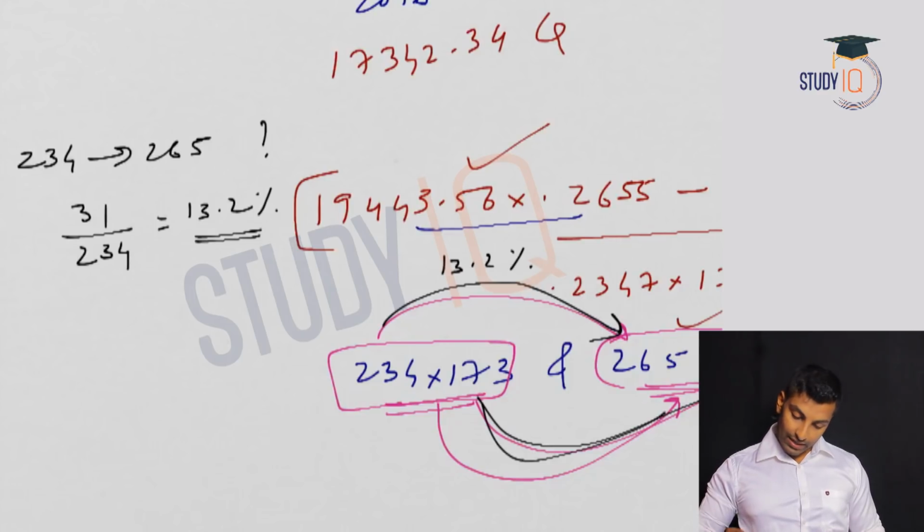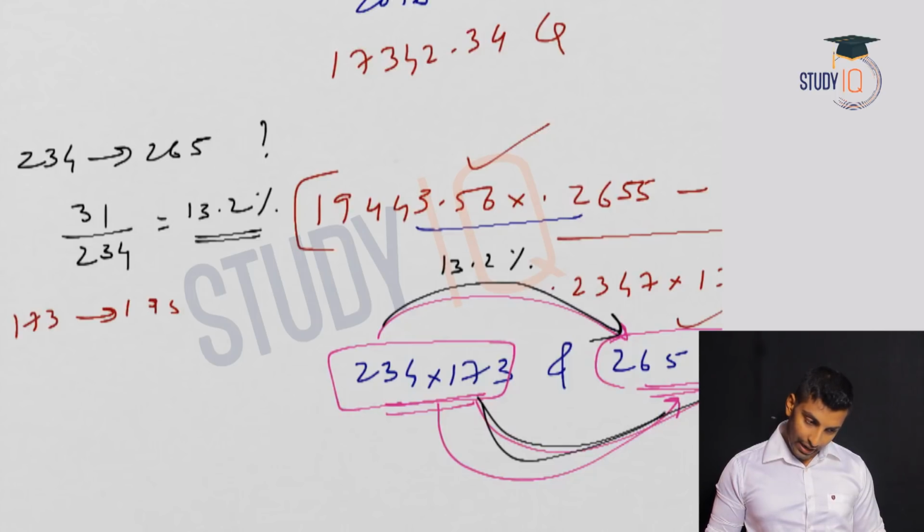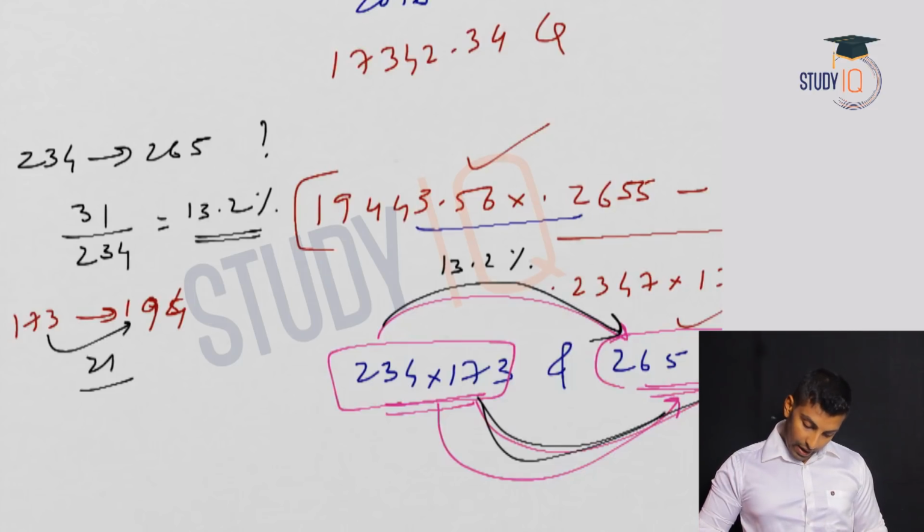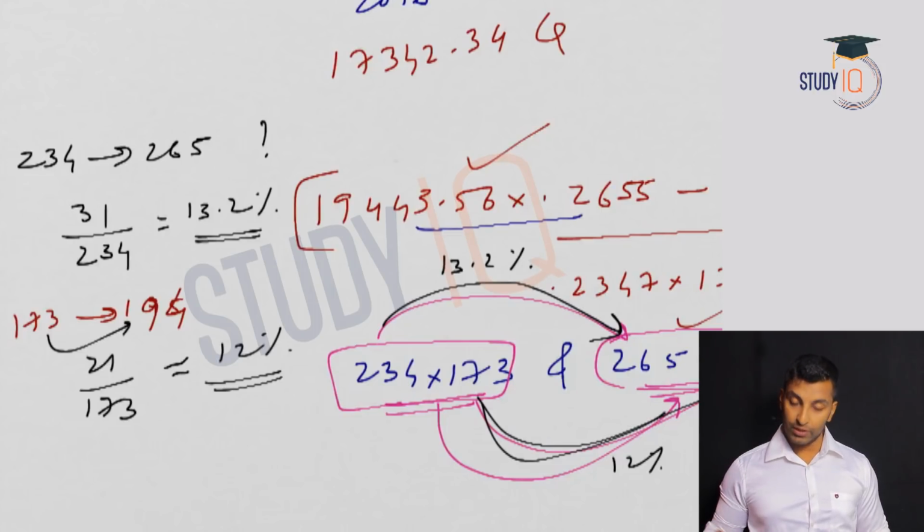Then here 173 to 194. So here how will you calculate? See, the difference is 21 divided by 173. You will get approximately 12%. Okay, so this is 12%. So this you got as 12%.